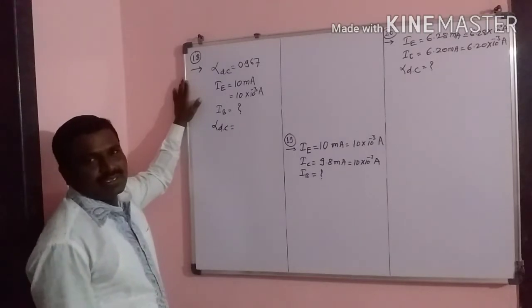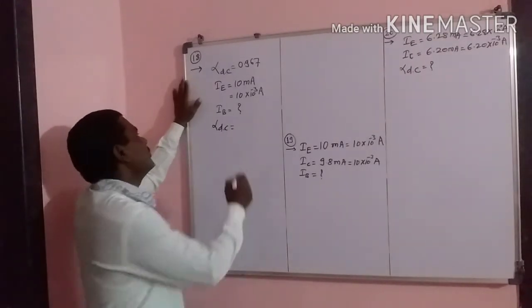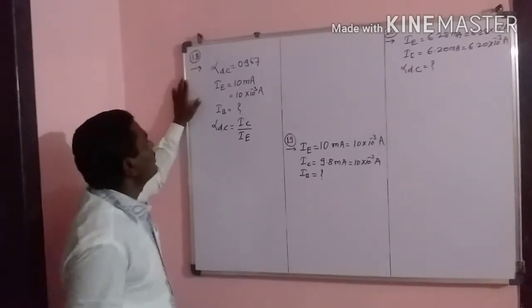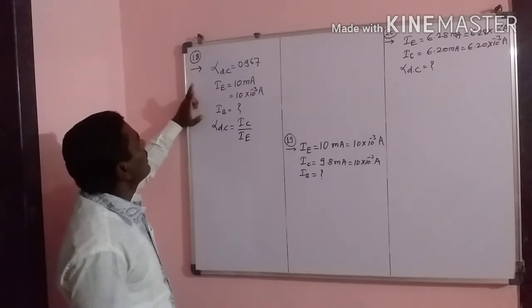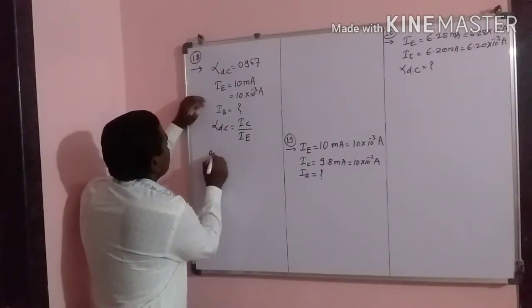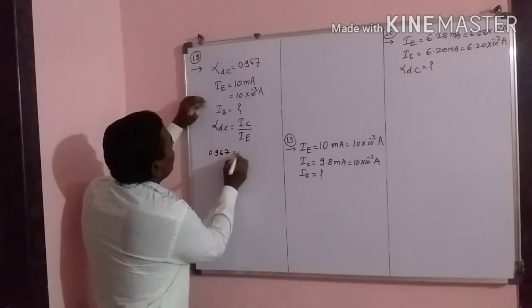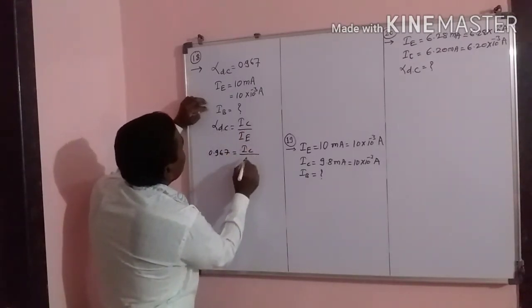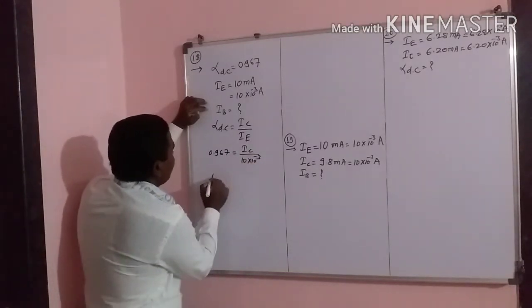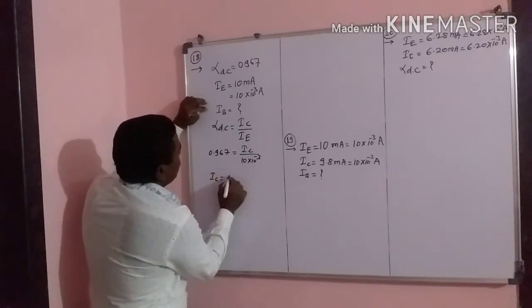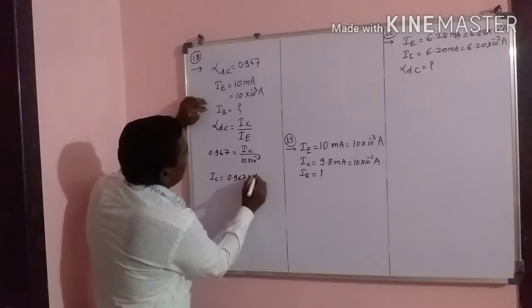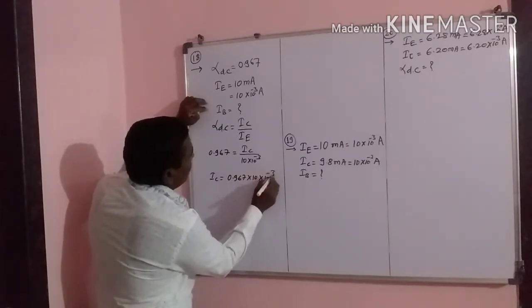We know that the common base current gain is equal to IC upon IE. From this we should find IC. The common base current gain, that is 0.967, is equal to IC upon IE, that is 10 into 10 to the power minus 3. So IC is equal to 0.967 into 10 to the power 1 into 10 to the power minus 3.